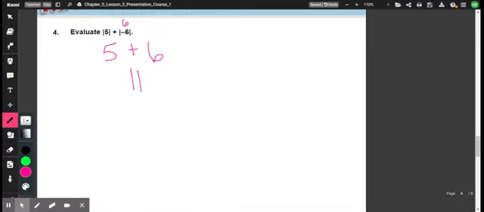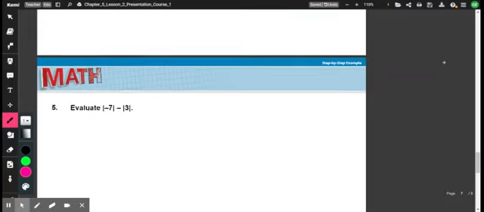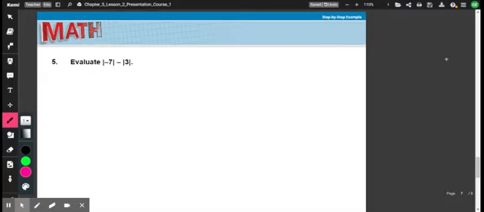Example 5, if we continue scrolling down, we have evaluate the absolute value of -7 minus the absolute value of -3. The absolute value of -7 is going to be 7 because it takes 7 units to get to 0, and then we're going to subtract. The absolute value of -3 is 3. So 7 minus 3 is going to give us 4.